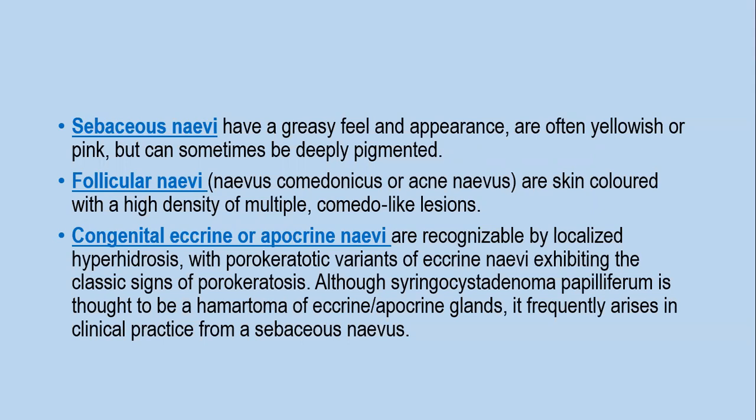Then congenital eccrine or apocrine nevi are recognized by the localized hyperhidrosis, with porokeratotic variants of eccrine nevus exhibiting the classical signs of porokeratosis. Although syringocystadenoma papilliferum is thought to be a hamartoma of eccrine or apocrine gland, it frequently arises in clinical practice from a sebaceous nevus. So we see this follicular nevi, the comedonal nevi, then the porokeratotic variants of the eccrine nevi, and syringocystadenoma papilliferum. They are all the organoid subtypes of congenital epidermal nevi.